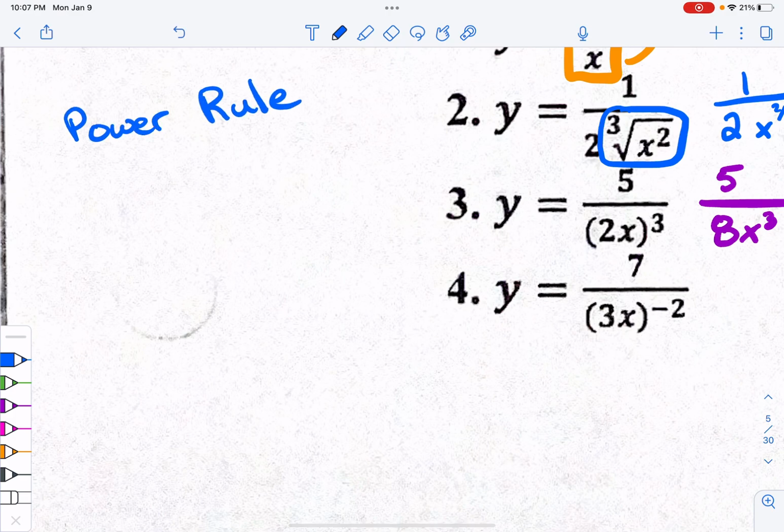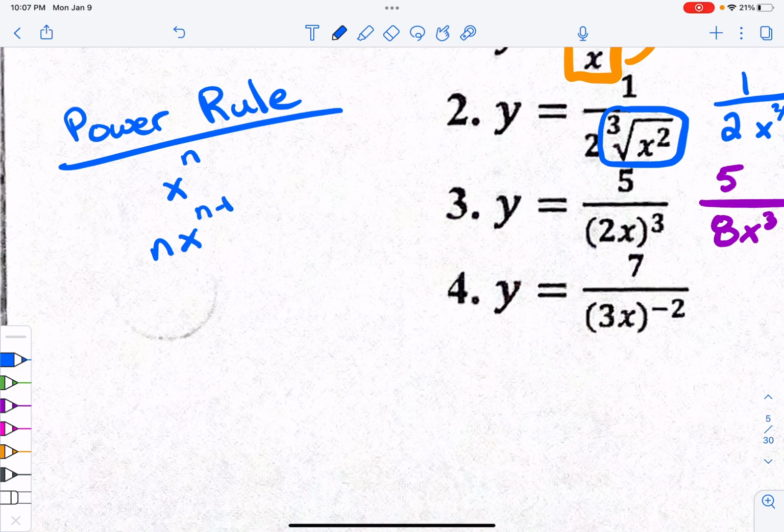And just as a review for the power rule, this is written down at the top. If you are trying to find the derivative of x to the nth power, you would pull the n down in front, leave the x, and then subtract 1 from the exponent. So the derivative of x to the 5th power would end up being 5x to the 4th.